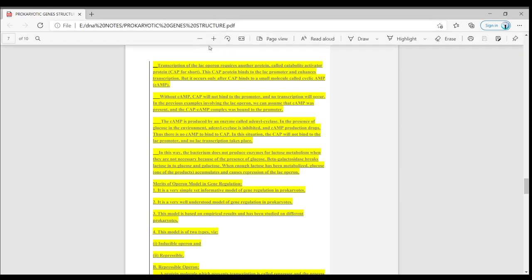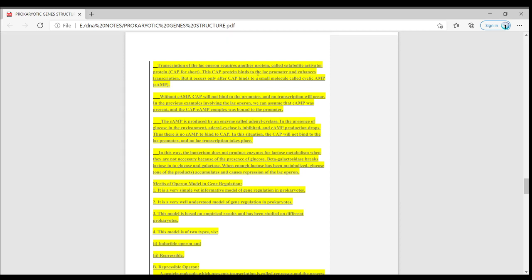So to bring about the transcription in the lac operon, it requires the CAP, and the CAP should be bound to the lac promoter gene. For this CAP to bind to the lac promoter, it also requires a small molecule called cyclic AMP. In the absence of cAMP, CAP will not be able to bind to the promoter and no transcription will occur. So in the previous examples involving the lac operon, we can assume that cAMP was present and the CAP-cAMP complex was bound to the promoter.